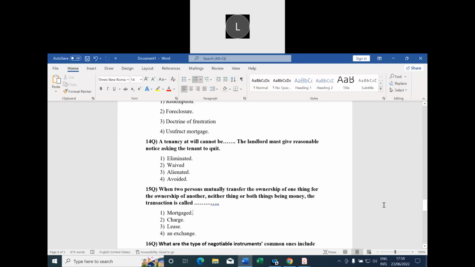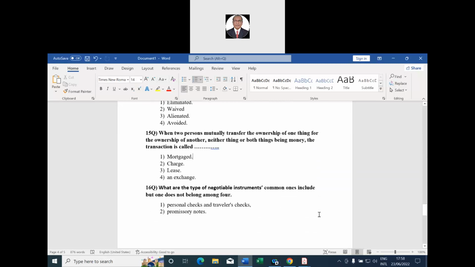Number 4, exchange. You are right, option 4, exchange. It is an exchange. When two persons mutually transfer the ownership of one thing for the ownership of another, neither thing nor both the things being money, the transaction is called an exchange.